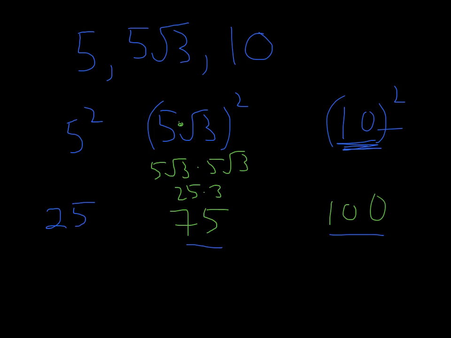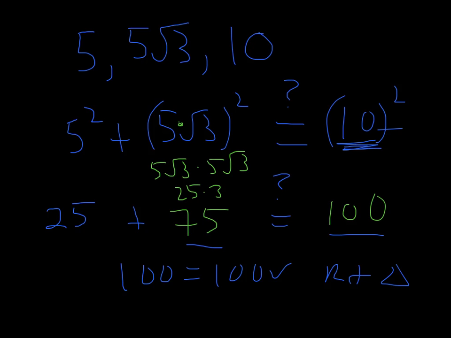Well, let's still go back to Pythagorean theorem. Does the small one squared plus the middle one squared, question mark, does that equal the big one squared? So here, 100 equals 100 again. So yes, we have a right triangle.